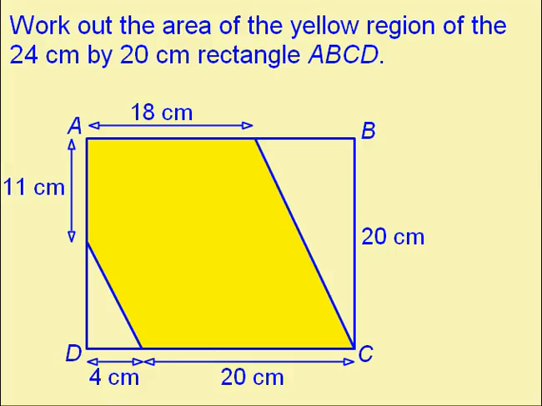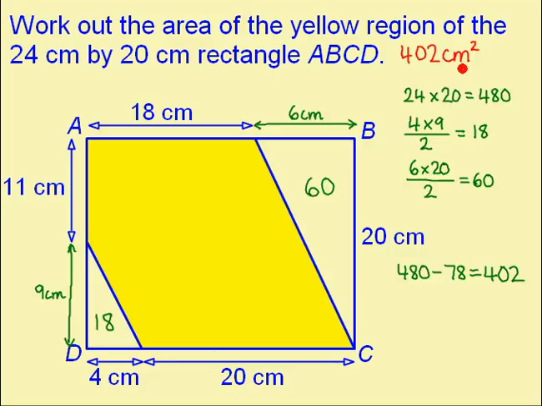Finally, here's a more difficult exam-style question for you to try. Personally, for this one, I would find the area of the outer rectangle and then take away the area of this triangle here and this triangle here to get the area of the yellow shaded section. Press pause and have a go. When you're ready, press play.